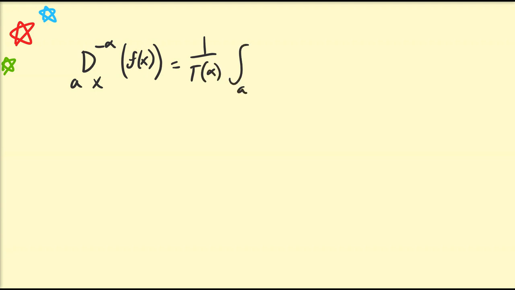Hello there. In the last video we derived an integral representation for the fractional derivative integral operator, and that was given by the expression: the derivative with left-hand point a, terminal point x, of order minus alpha, of some function of x f, is equal to 1 divided by gamma of alpha times the integral from the initial to the terminal point x of (x minus t) to the power alpha minus 1 of f of t dt.